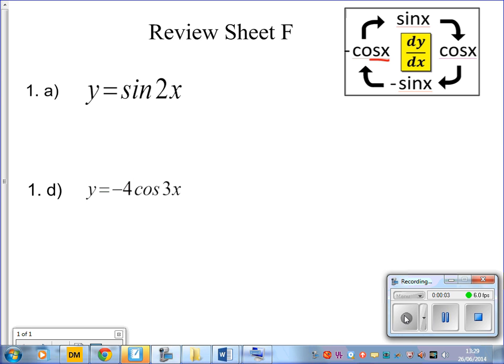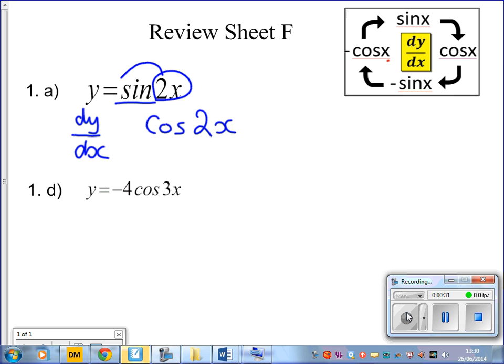Review sheet F. I'm differentiating, so using the correct notation, dy/dx. I'm going to be differentiating sine, so if I use my cheat sheet, sine differentiates to cos. So I'll have cos here. Now this part, the 2x, remains the same. But my value that's in front of the x comes to the front when I differentiate. So my answer is dy/dx equals 2 cos 2x.